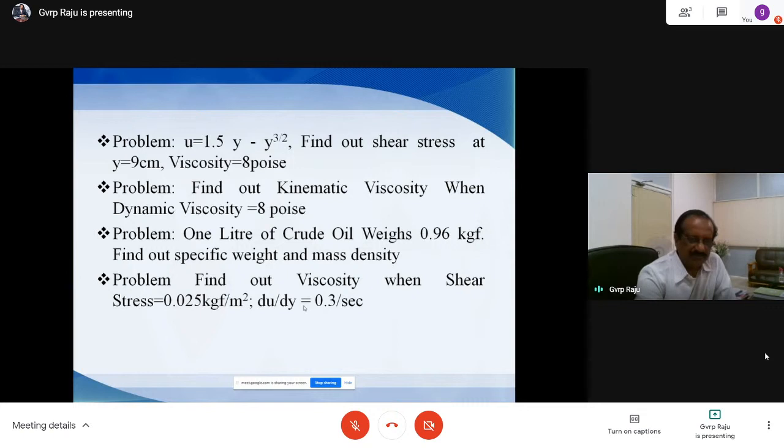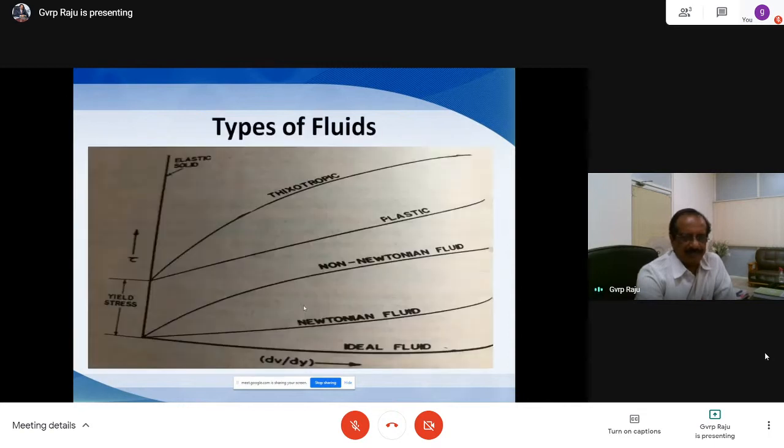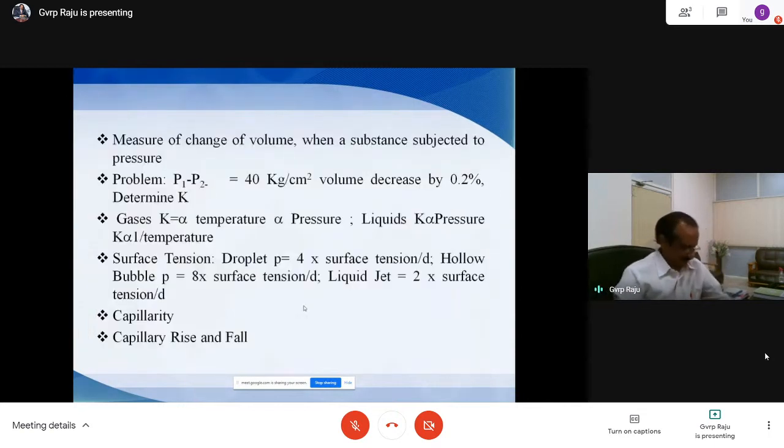So you can do the problem perfectly only if you have an idea of units and also equations. Fluid mechanics is very simple, provided you know the simple equations, conversion of units, and simple fundamentals. And the other problem I gave yesterday, the solution is bulk modulus.